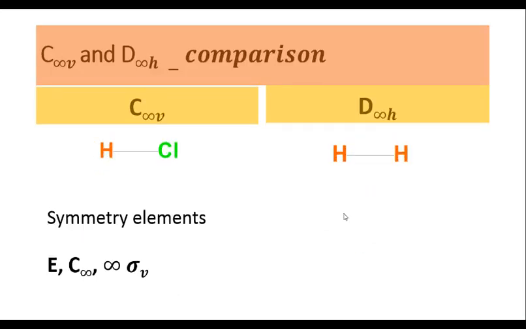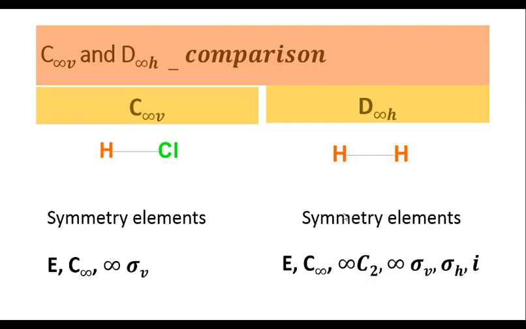To summarize, the symmetry elements present in the C infinity v point group are E, C infinity and infinite sigma v, whereas the symmetry elements present in the hydrogen molecule are E, C infinity, infinite C2, infinite sigma v, sigma h and i. If you look at the symmetry elements common to both the groups, you find E, C infinity and infinite sigma v. The additional symmetry elements present in D infinity h alone are infinite C2, sigma h and i.